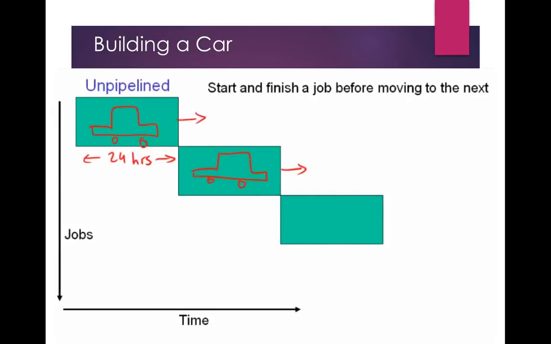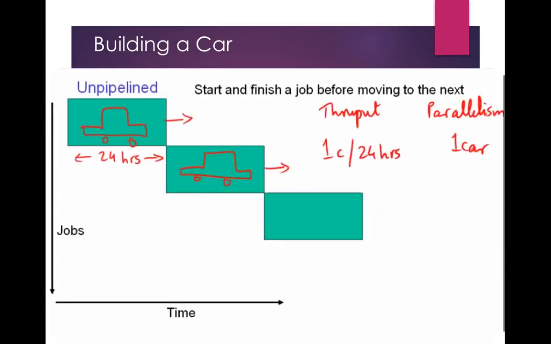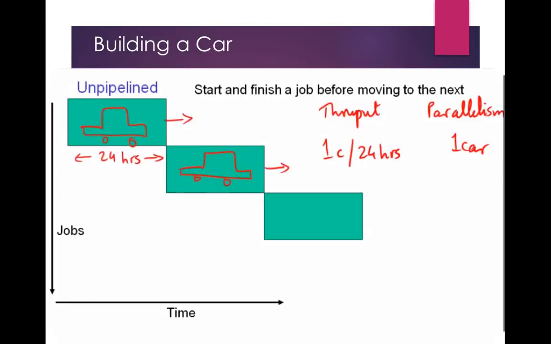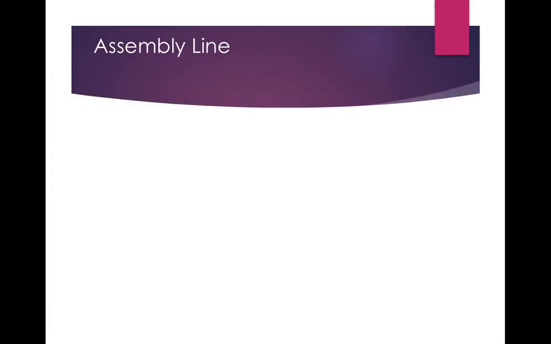If it is unpipelined, it takes 24 hours for manufacturing a single car, and after that we are going for the next 24 hours to manufacture the next car. So when we calculate the throughput, it takes one car per 24 hours. So when we go for parallelism, how are we going to improve the performance?